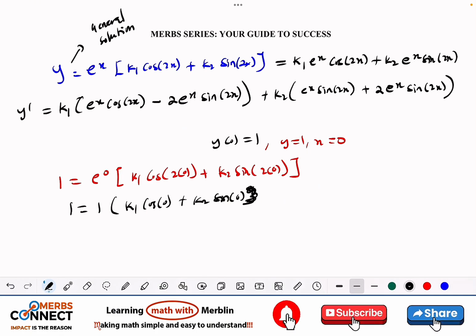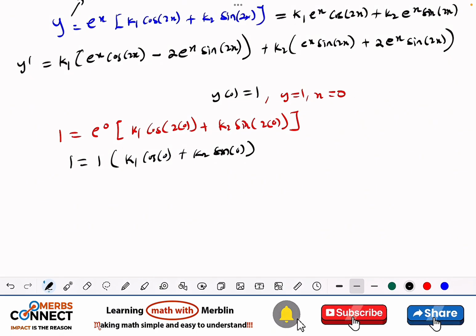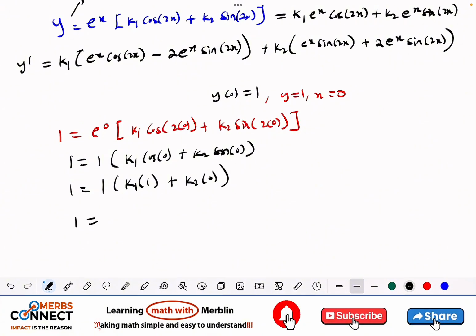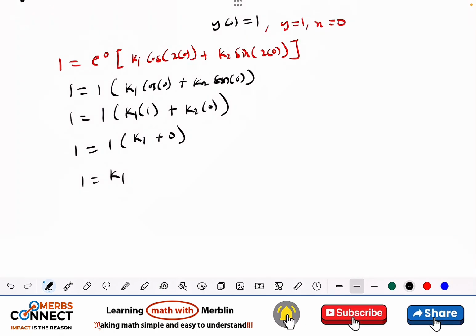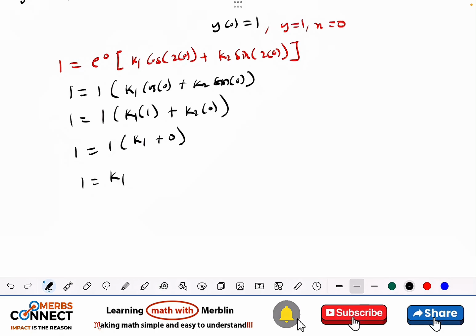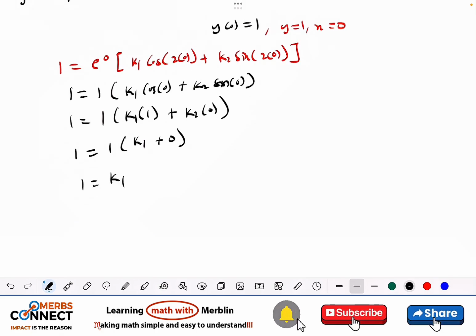What is cos 0? Cos 0 is 1, yes. And then sine 0 is 0. So we are going to have 1 is equal to 1 times k1 plus 0. And this is going to give us k1 is equal to 1. So we have gotten k1 to be equal to 1.